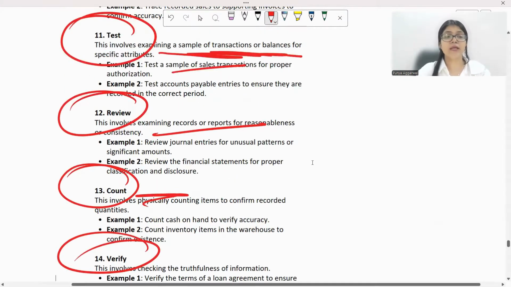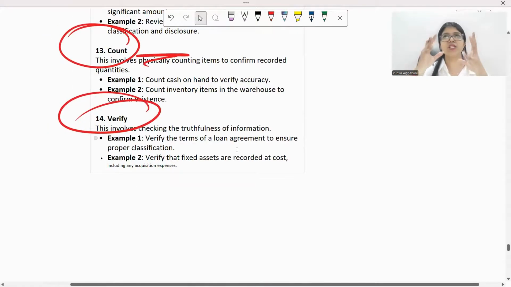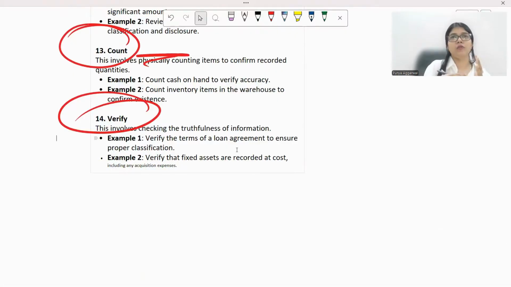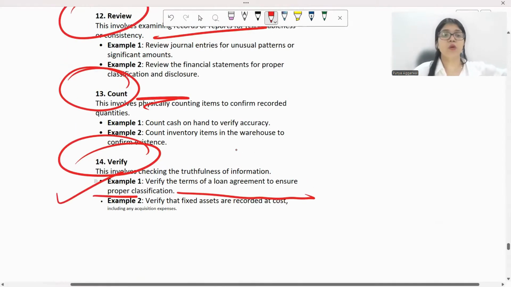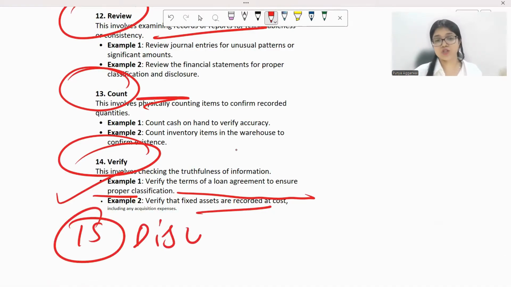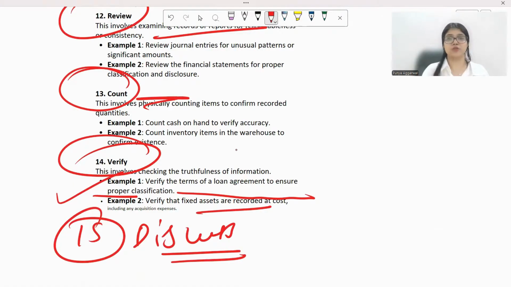Then you verify. So verify is again when you actually see if it is truth or no. जैसे अगर उन्होंने बोला कि we have a loan agreement with, जैसे यहाँ पे I have written that terms of loan to ensure the proper classification. So you are verifying the terms of the loans, that whatever is happening, or the fixed assets. So you're just verifying it. And the last one, which I have not written over here, is discussion. Discuss with the management. So you're just discussing.